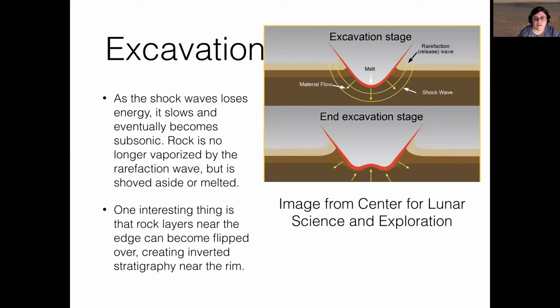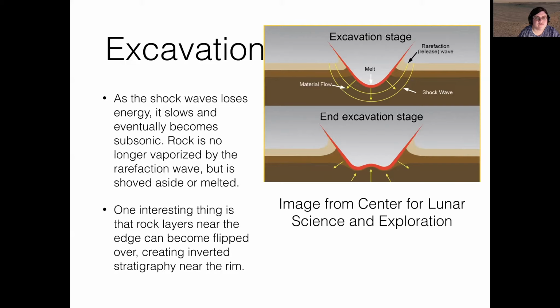Now, as this wave travels outward, we're losing energy just like any other wave. The energy is also going into heating the rock, so we're losing energy that way. So eventually it becomes subsonic, and then we stop vaporizing the rock. We still can move it around, and eventually it dissipates. Now, one of the interesting things is, if you look at the picture, we're in the excavation stage now. We're carving out our crater.